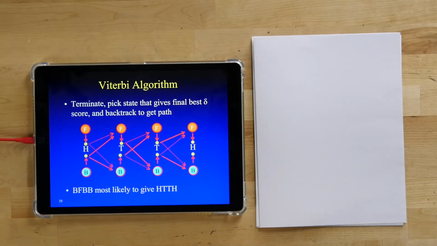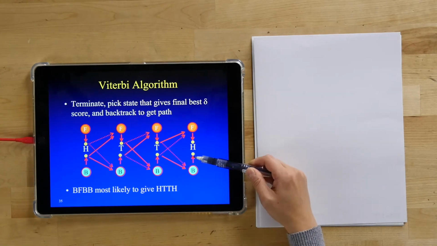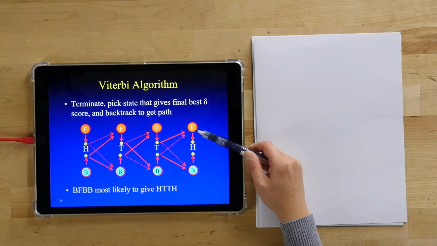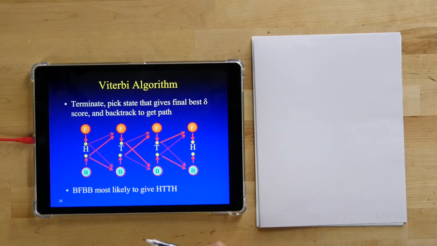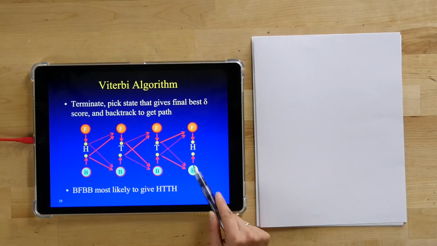And how does it end at the end? We do something like this. At the very end, we look at the two yellow dot numbers. In order to get to this head, I could either use a fair coin or I can use a biased coin. Which of these two numbers is bigger? This number is bigger. So I say, okay, then this last coin, I should use a biased coin.